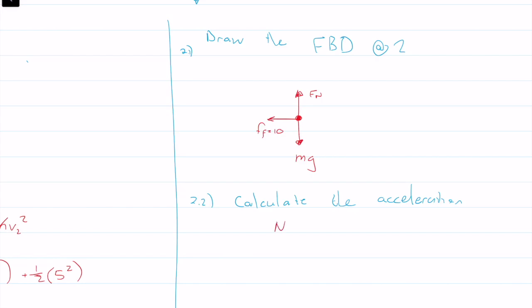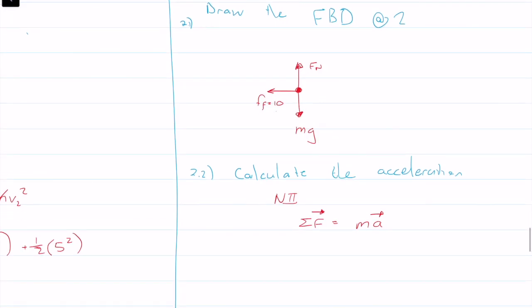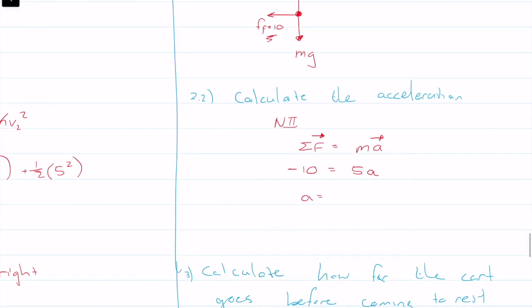Okay, next it says calculate the acceleration. Okay, so we're going to use Newton's second law, which says that the sum of the forces, so we're going to take the sum of the forces in the rightwards direction, is equal to the mass times the acceleration in the rightwards direction. Okay, so we have a 10 Newton force here, but it's acting to the left, so minus 10 is going to be equal to our mass, which is 5, times our acceleration. So our acceleration is equal to minus 2 meters per second squared, and that's acting to the left.